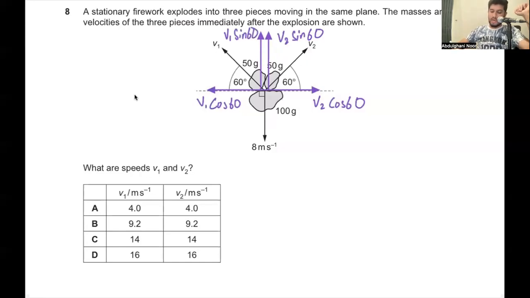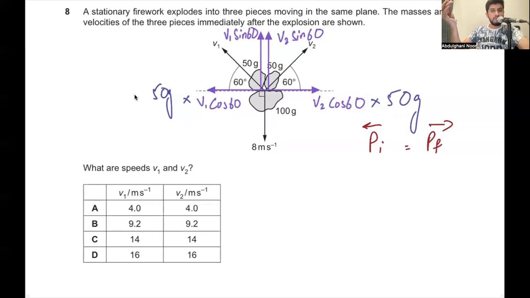What is the mass? I see that the mass is 50 grams. I'll let it be in grams. So to find out the horizontal momentum to the right, this is 50 grams, and this is also 50 grams. Now, if I were to make an equation using my momentum in the horizontal direction, I know the total momentum to the left should be equal to the total momentum to the right. Because the initial momentum is 0, final भी 0 होना चाहिए ना, तो right पे जितना momentum है उतना ही left में होना चाहिए. So initial momentum to the left is 50 into v1 cos 60.